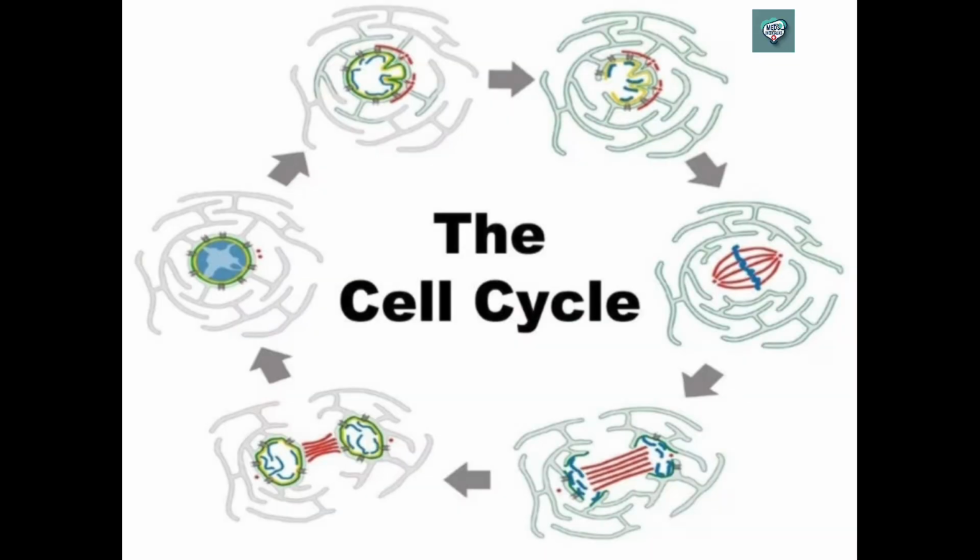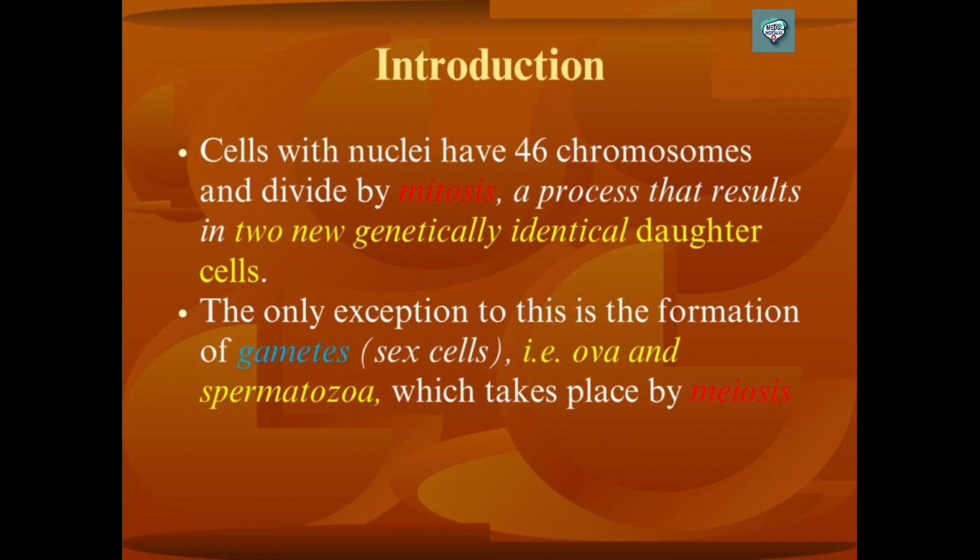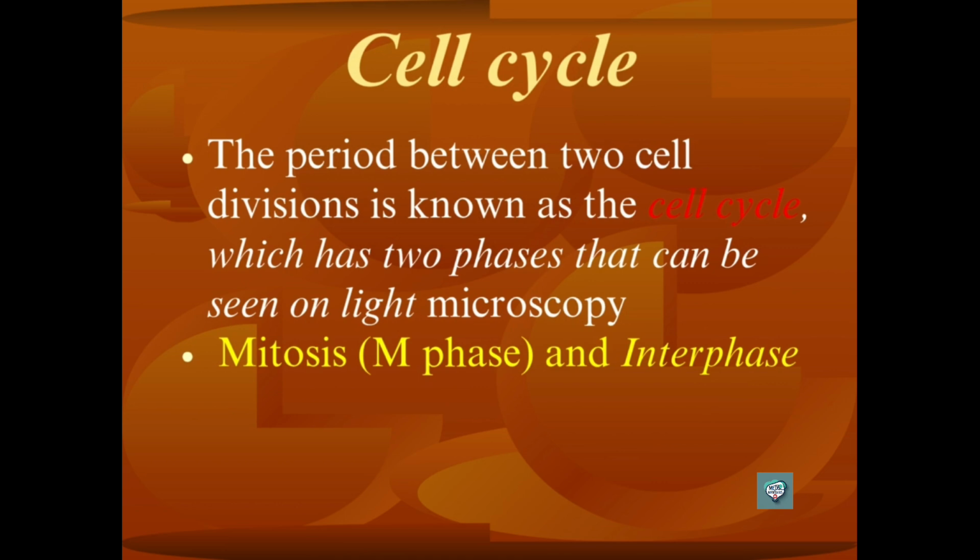Cell cycle. Introduction. Cells with nuclei have 46 chromosomes and divide by mitosis, a process that results in two new genetically identical daughter cells. The only exception to this is the formation of gametes, sex cells, i.e. ova and spermatozoa, which takes place by meiosis.